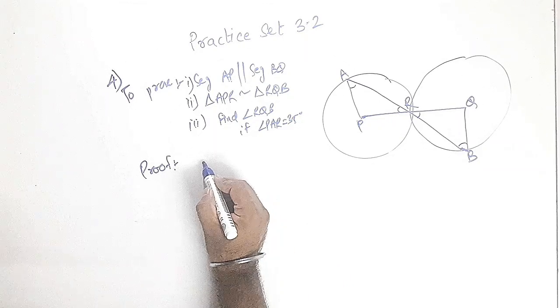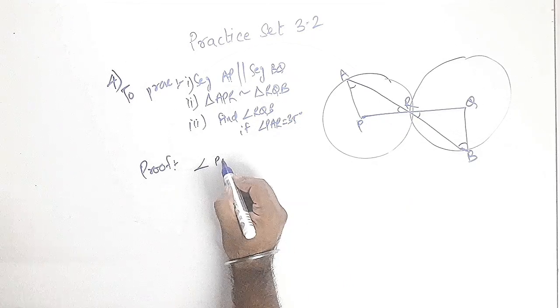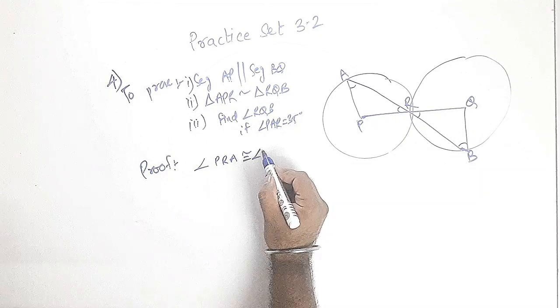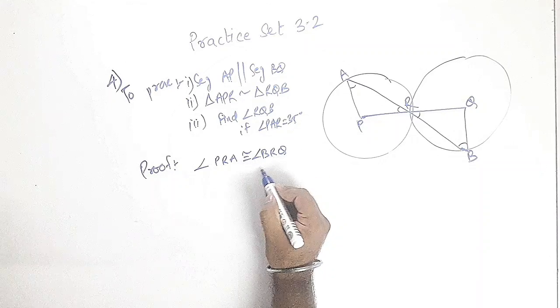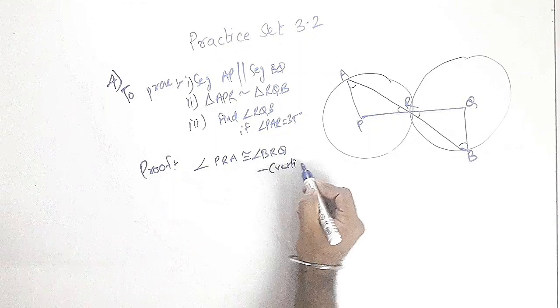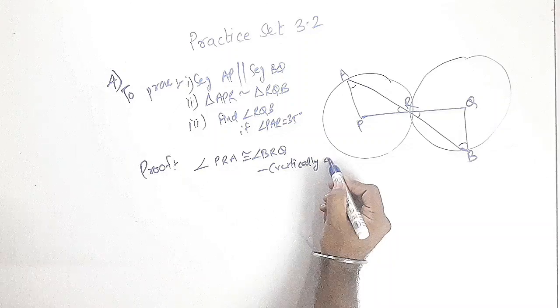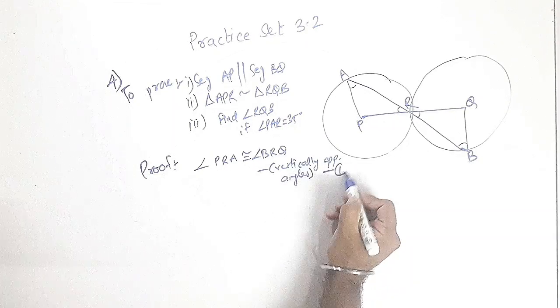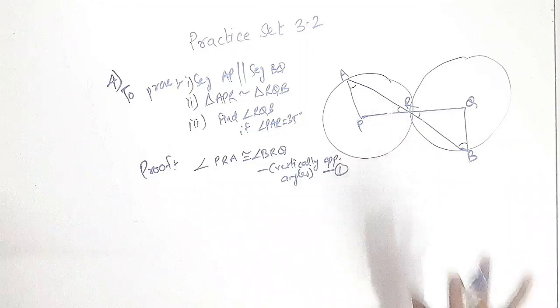So first I'll write angle PRA is congruent to angle BRQ, vertically opposite angles. Correct? I have given this point number 1. These two angles are congruent. Remember this, very very important.